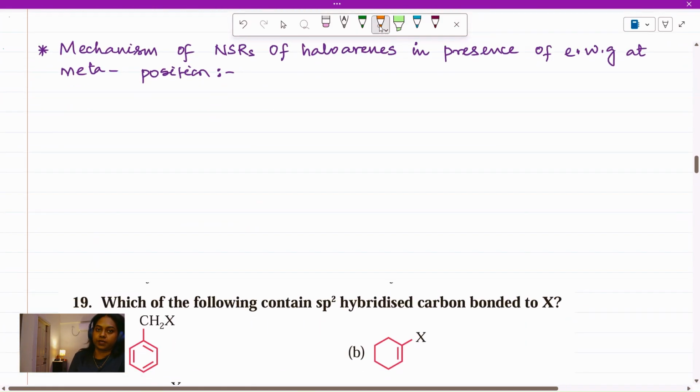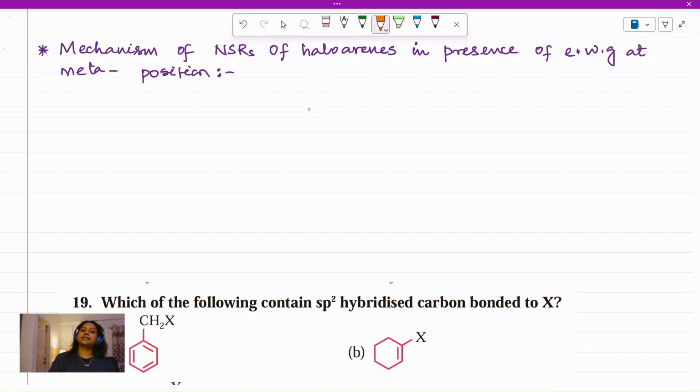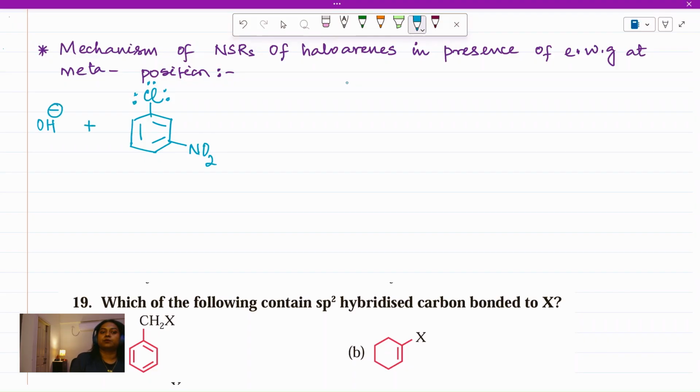Sure. Okay, so let's do the exact same drill that we did before. I'll change the color. Here we'll again take chlorobenzene, and benzene would have three double bonds. Chlorine has three lone pairs of electrons. Now the nitro group would be at the meta position, which is here, right? And with this, we have the nucleophile OH minus, and we are about to see the nucleophilic substitution reaction in case of nitro group at meta position.